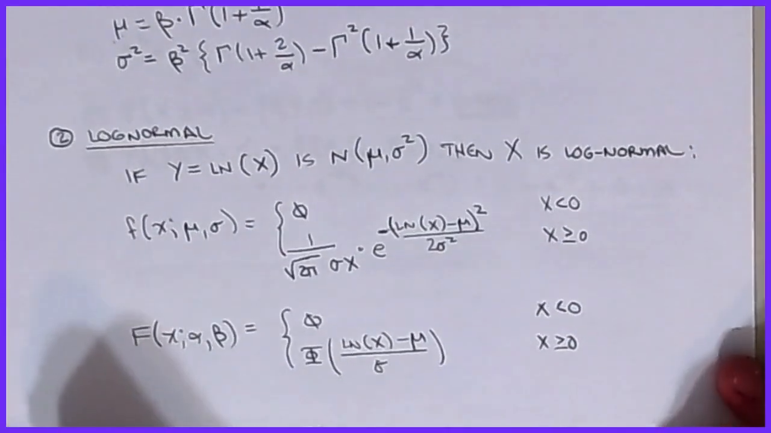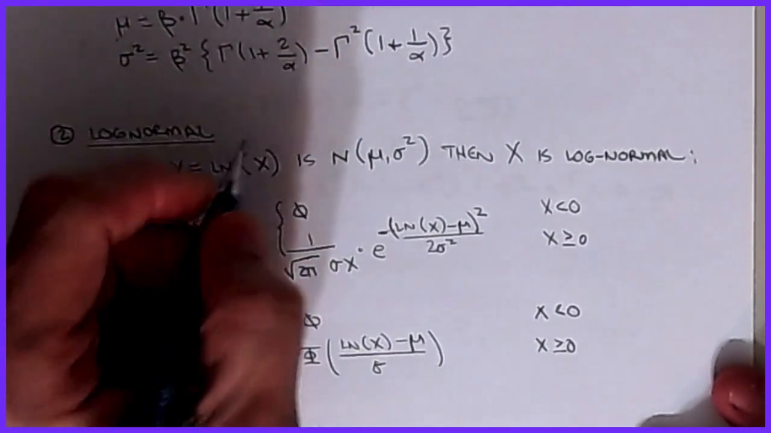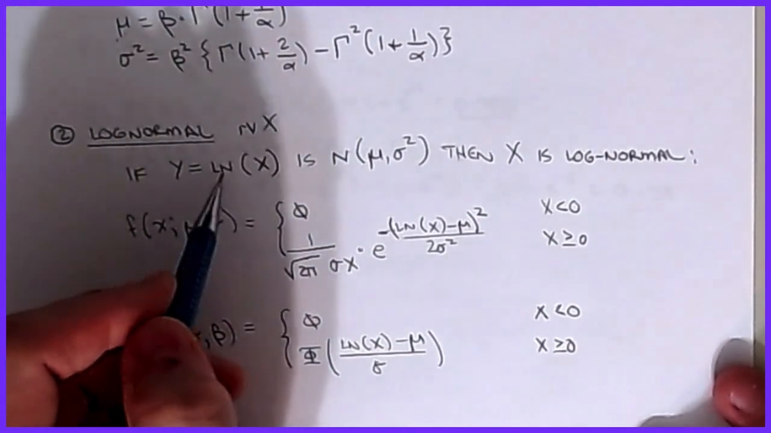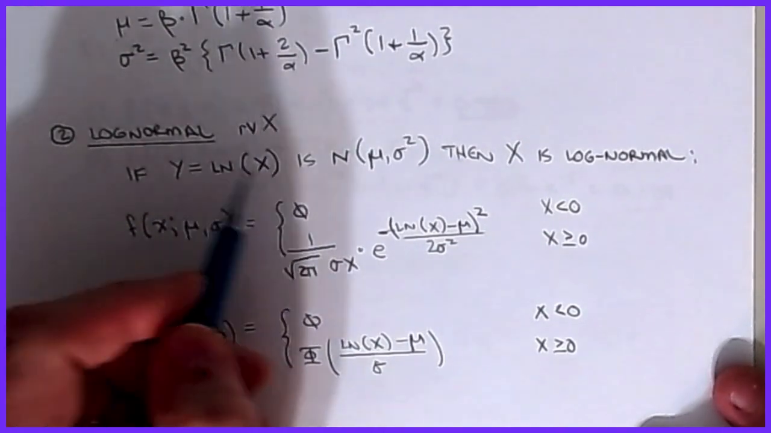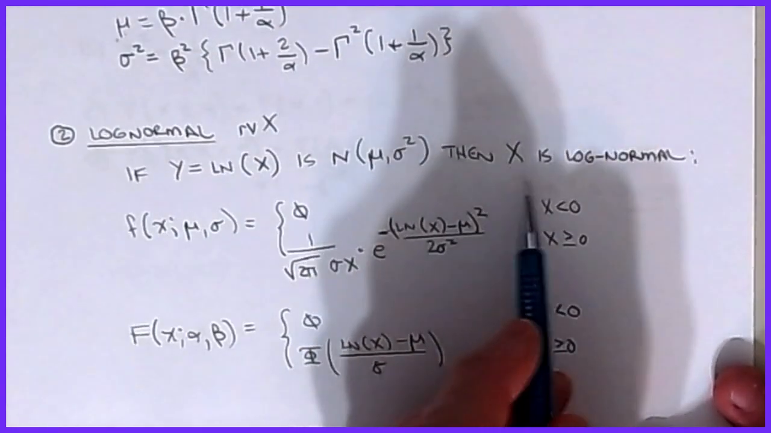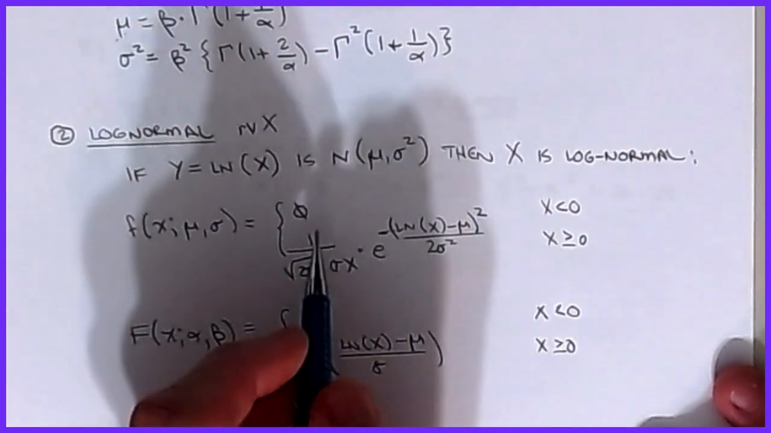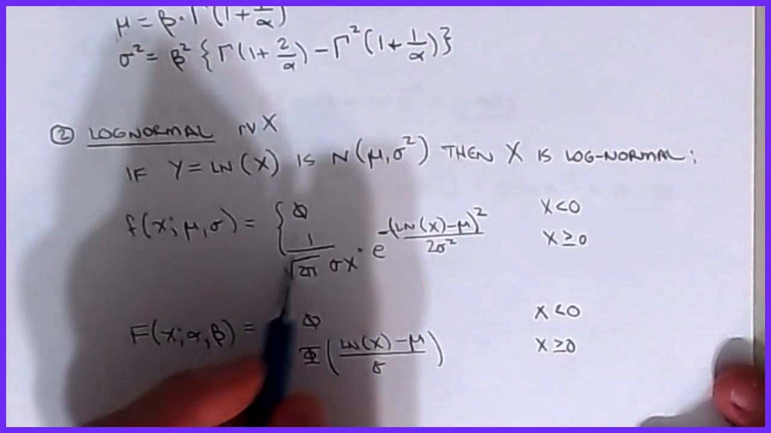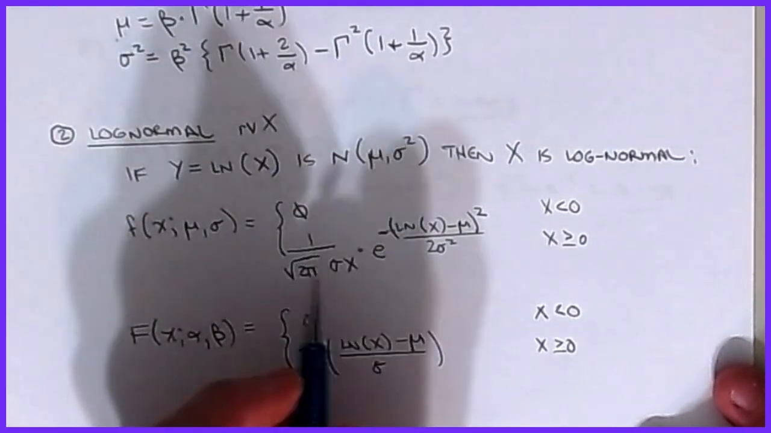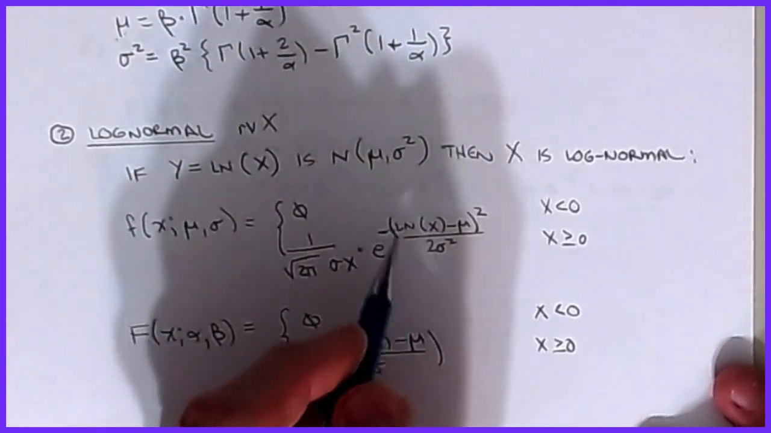Another one that shows up from time to time is the log normal. Basically, they say that if you have a random variable x, and y equal to the natural log of x is normally distributed with a mean and a standard deviation, then x is said to be log normal. The distribution looks like we would expect: 0 when x is less than 0, and then 1 over the square root of 2 pi times sigma x, times e to the minus natural log of x minus mu, quantity squared, over 2 sigma squared.